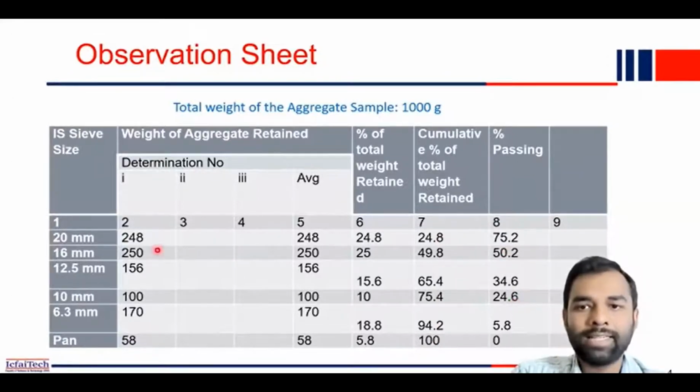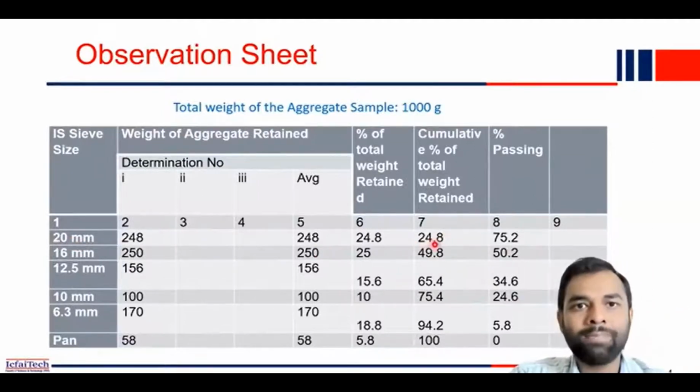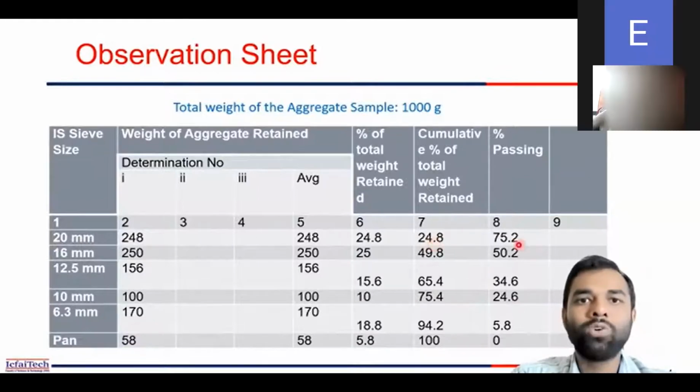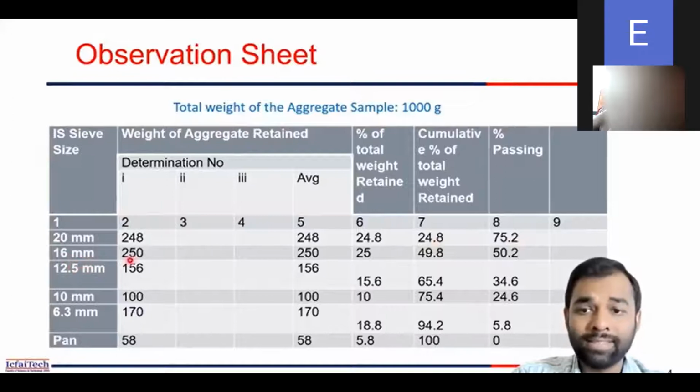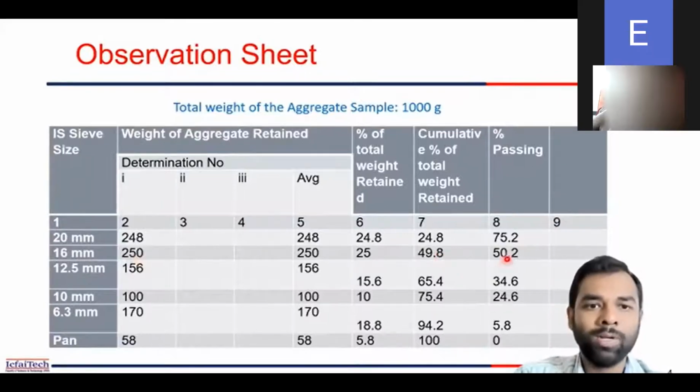And this column is basically the percentage passing of each sieve. So if you see at the first, 20 mm sieve, only 24.8% is retained, right, at the top sieve. But how much is passing then? The remaining 75.2% is passing. Similarly, at the 16 mm sieve, a total of 49.8 is cumulatively retained. Then how much is passing? Passing is 50.2, right? 100 minus this column will give you this column. So now we got, in each sieve, how much is passing.